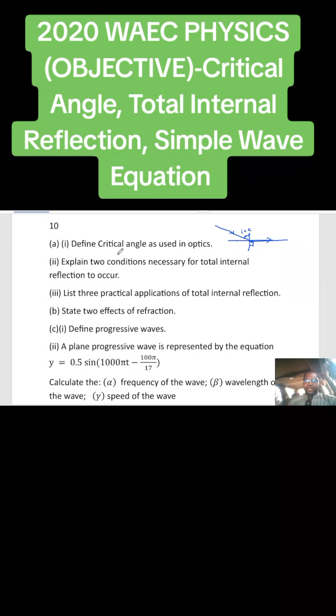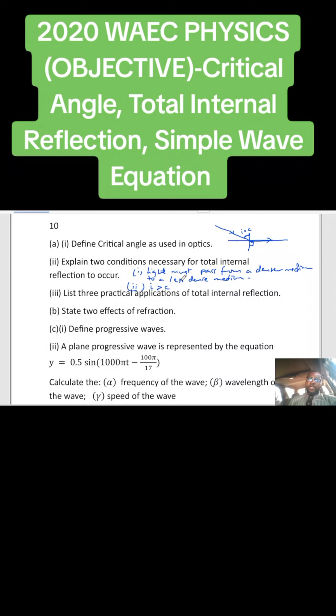Now the next one says explain two conditions necessary for total internal reflection to occur. That's quite easy. The first condition is that light must pass from a denser medium to a less dense medium. Then the second condition is that the angle of incidence must be greater than the critical angle. I'll just say i must be greater than C. That's the second condition.